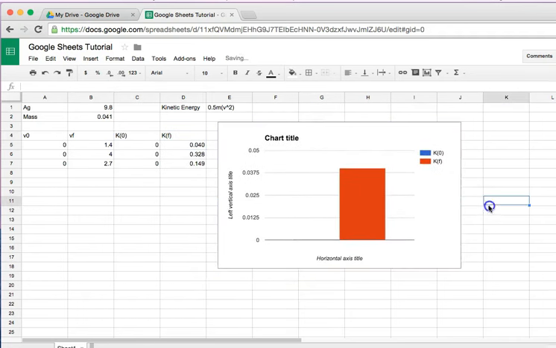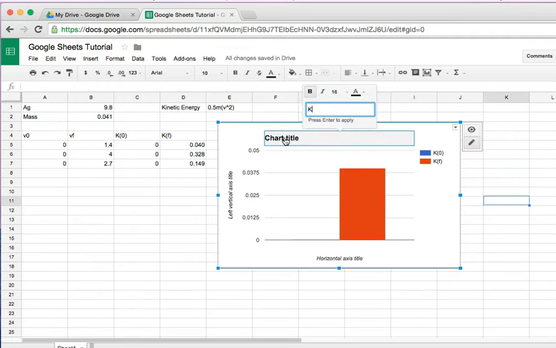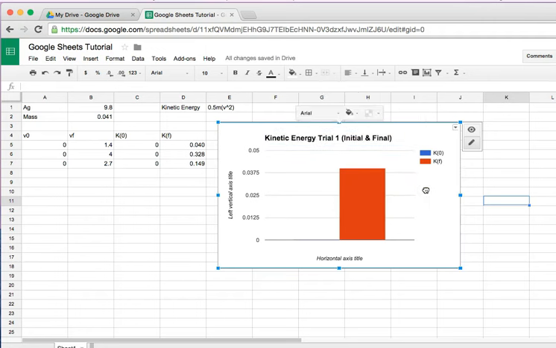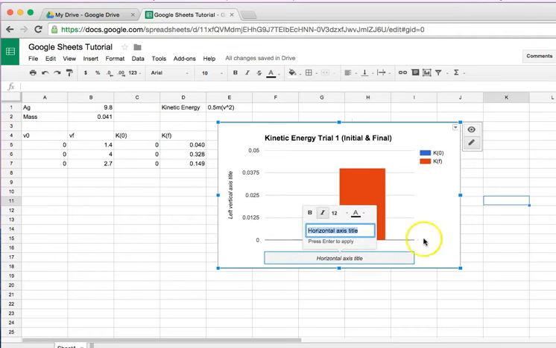just like that. Chart title, you guys can add this. This would be kinetic energy trial 1, and maybe you say initial and final. Then you hit enter to apply, and you're good to go. You can label your axes down here, you guys. Once again, you just type in there and you label them.